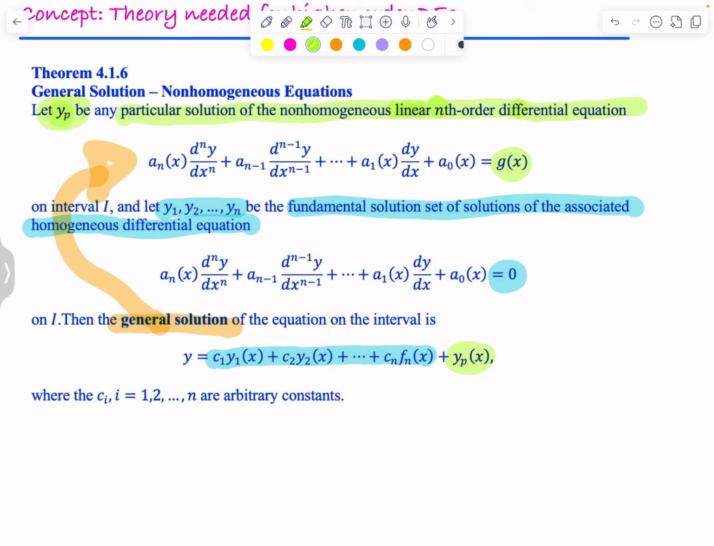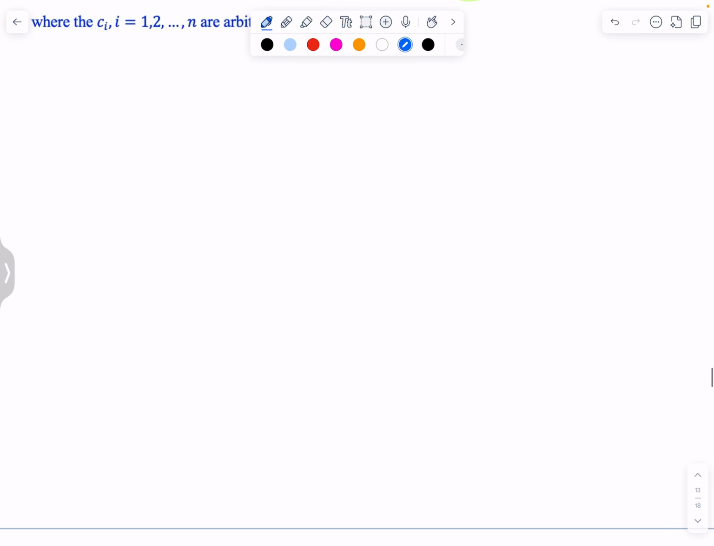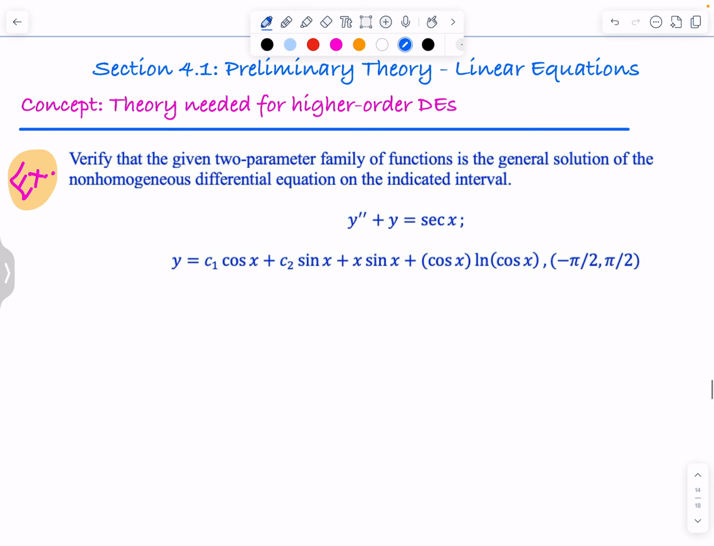It's a lot, right? All right, this is going to be the general idea moving forward. So if you're still kind of hazy, it's going to be okay. Let's take a look at an example and we'll start piecing it together. We're just going to verify here, given the two parameter family of functions, that it is the general solution of the non-homogeneous differential equation that they gave us.